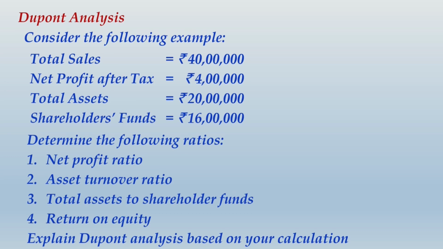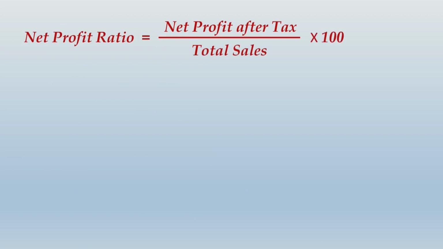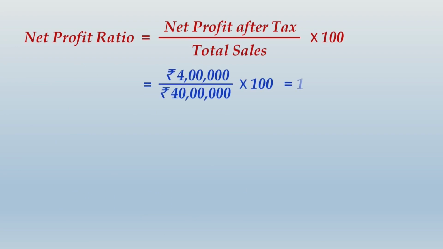Alright friends, you would have finished writing this example. So let us go ahead and start calculating the ratios that are required in this example, one by one. To begin with, it is net profit ratio, which is net profit after tax divided by total sales into 100. As per the information available in the question, it will be 4 lakhs divided by 40 lakhs into 100, and that would be 10%.